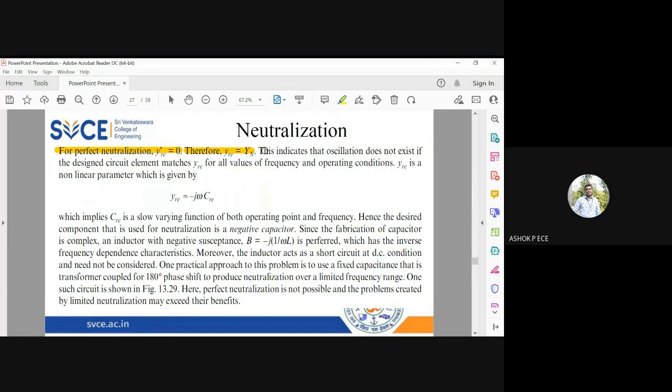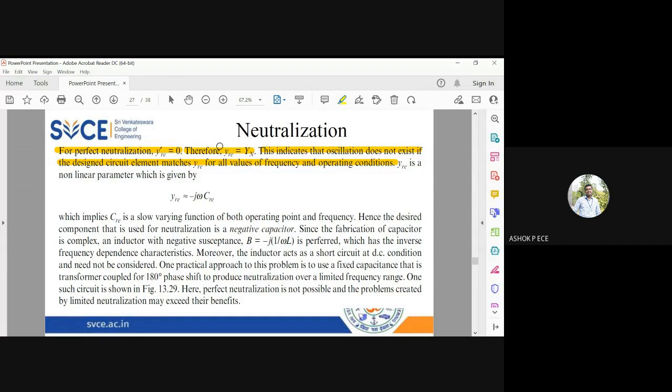to Yn. This indicates that oscillation does not exist if the designed circuit element Yre for all the frequency points is going to match with Yn. Okay, so if you can ensure that Yre equal to Yn, then you can eliminate the possibility of oscillations in your tuned amplifier.